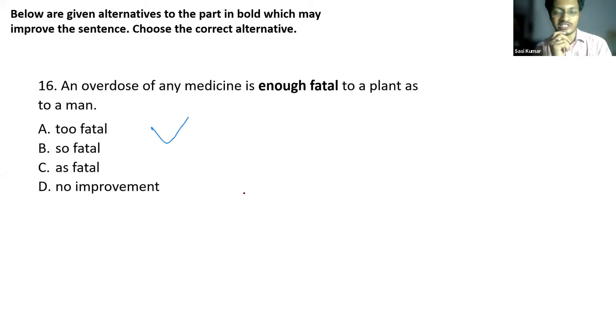Okay, someone is asking for the 16th question. Okay, now look at this. An overdose of any medicine is enough fatal to a plant as to a man. Now look at this. First of all, it is fatal enough.